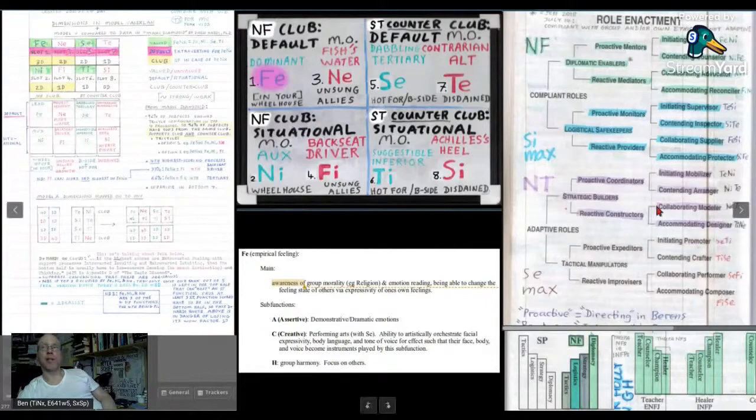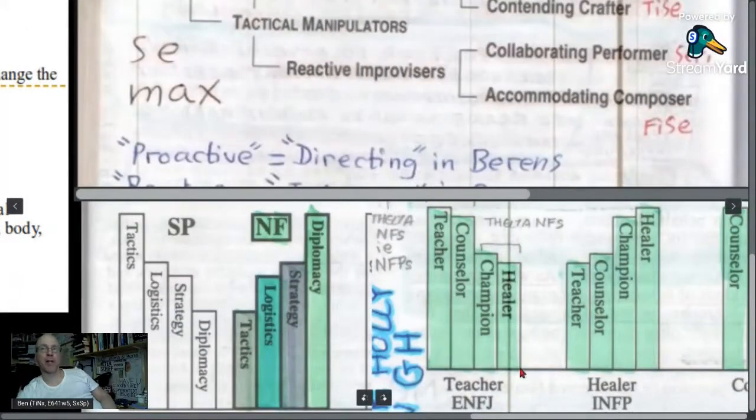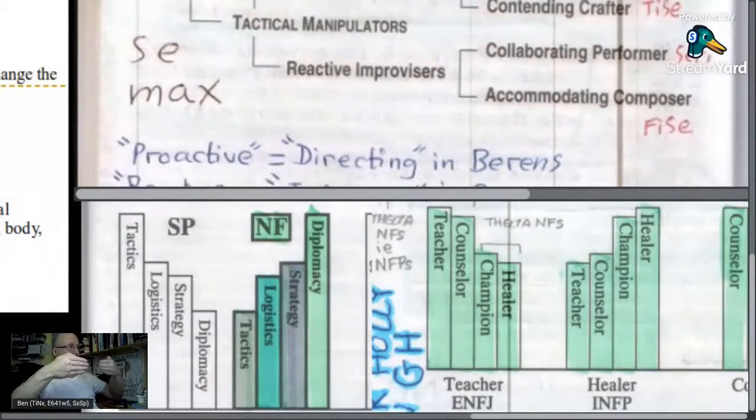So, what else? The next function. Oh yes, this idea that the best diplomacy is diplomatic enabler and weakest at tactical manipulator. And that ENFJ is best suited to enact the teacher role rather than the healer role, because the teacher role is directive and expressive, and the ENFJ is directive and expressive. So if you think of the type and the role as hand and glove, the ENFJ hand fits the glove of the teacher because it draws on what they're best at.